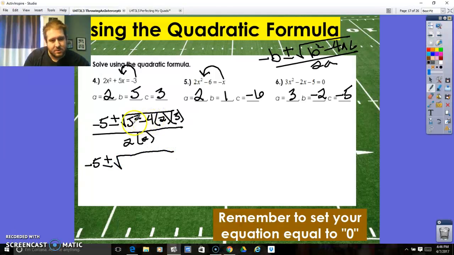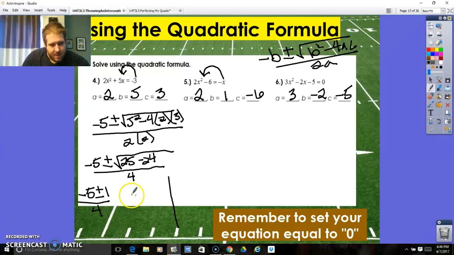Now I'm going to simplify the discriminant. 5 squared becomes 25. And negative 4 times 2 is negative 8, times 3 is negative 24. So it looks like we got a discriminant of 1. Now that's a great discriminant because the square root of 1 is 1. That's negative 5 plus or minus 1 over 4. Now I'm ready to solve it twice. I'm going to do negative 5 plus 1 over 4 and negative 5 minus 1 over 4.